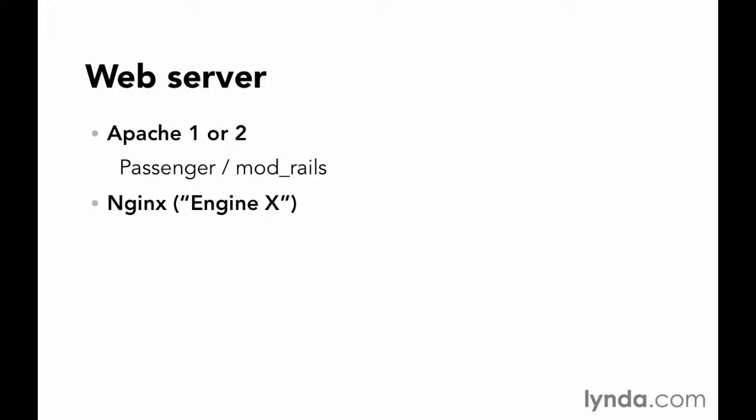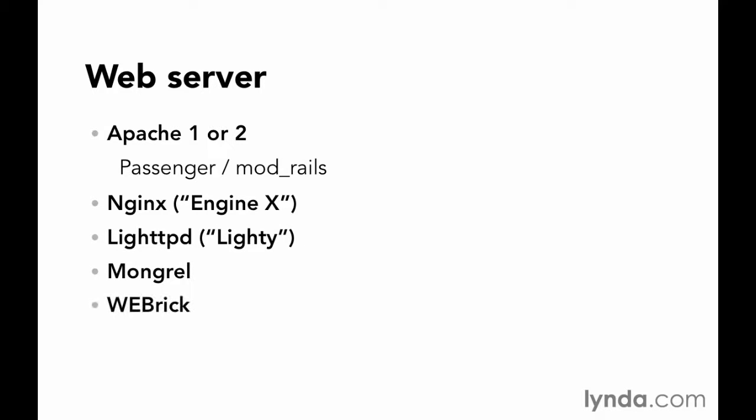There's Nginx. Nginx is a new competitor to Apache. It's very popular, gaining quickly in popularity, has a lot of the same features that Apache has, which is that it has a lot of features, lots of configuration options. And then there's some lighter weight options. There's Lighty, Mongrel, and last of all, WebBrick. When I say lighter weight, what I mean is they don't have all of the features, they don't necessarily have the same robustness that Apache and Nginx have, but they do have more speed.